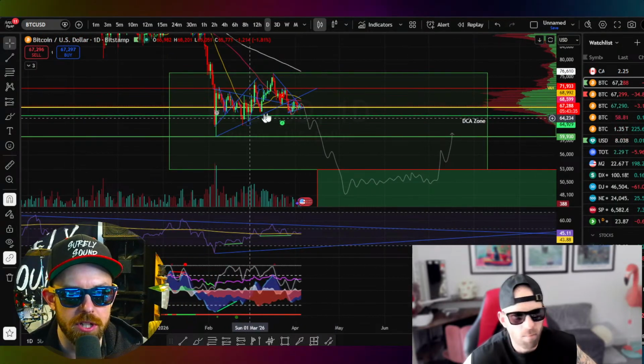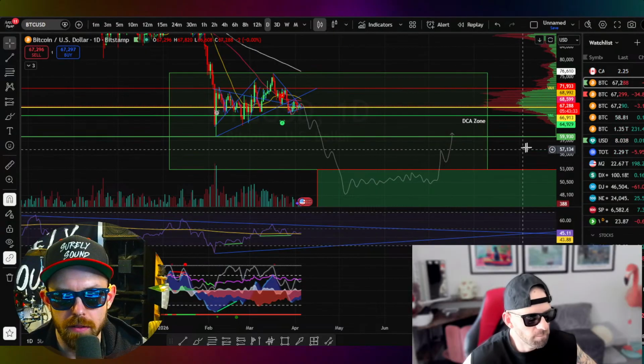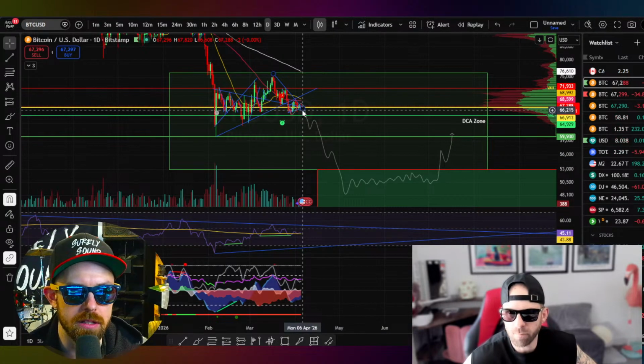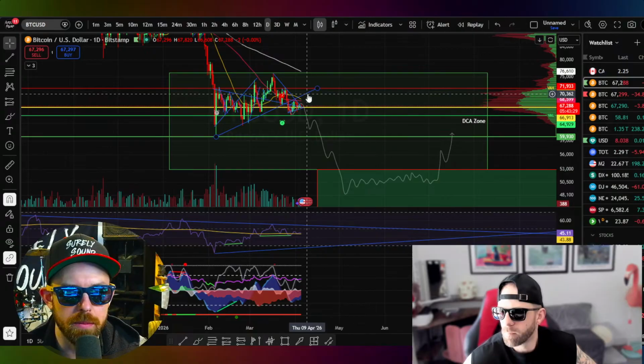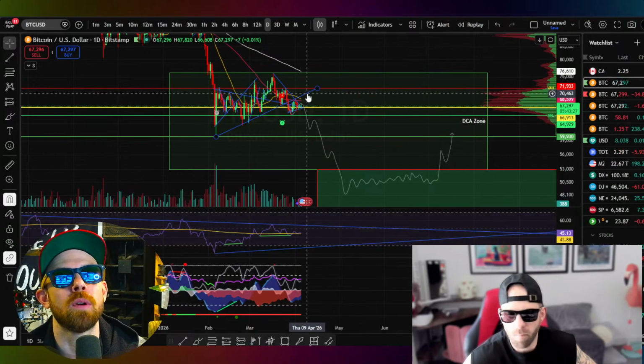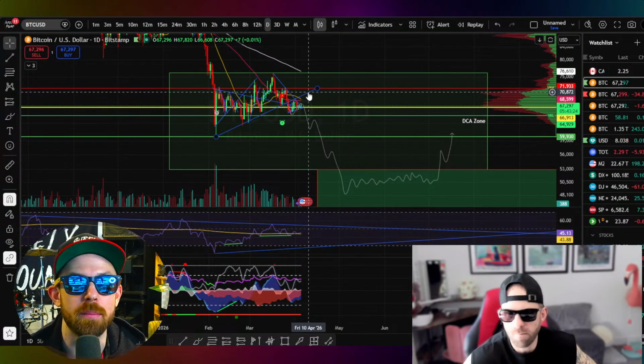No one can say for sure, but let's see. Right now we are above the POC, so that's good. That's good for the bulls to hold above the POC, but we still got a lot of work to do before any massive price action comes in.